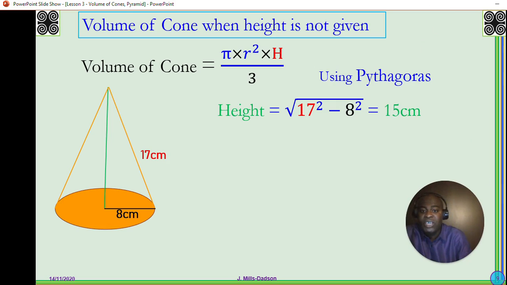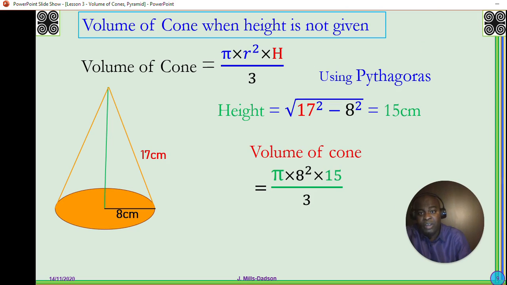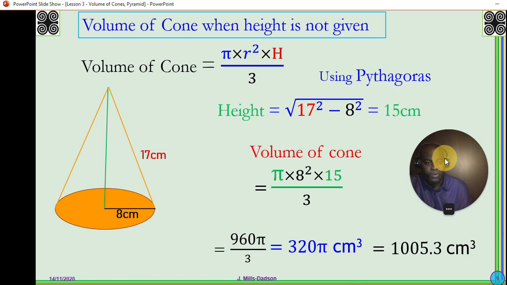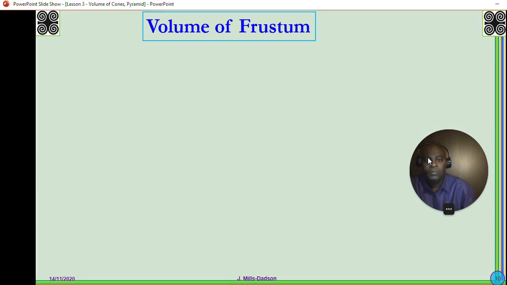Height is now 15. So formula is area of base, which is pi r squared, pi 8 squared, times by the height, which is now 15, divided by 3. We now have our answer 320 pi cm cubed, which gives us 1005.3 centimeter cube. So this introduction, linking Pythagoras into volume.